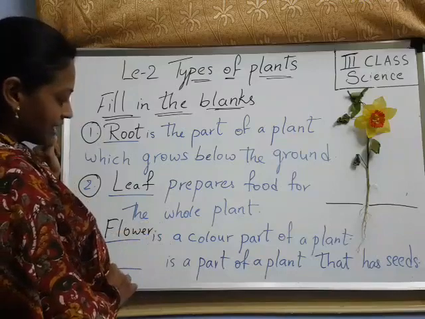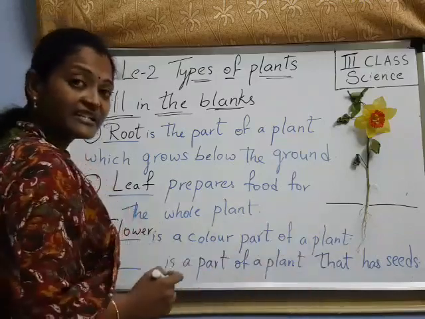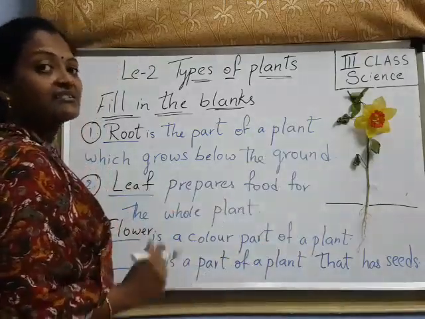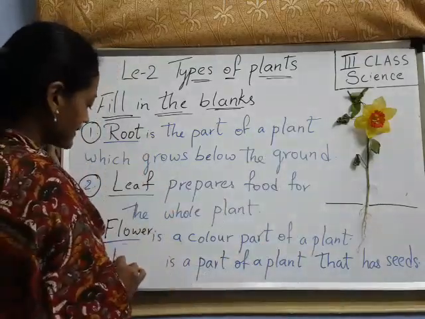Next one, dash is a part of a plant that has seeds. Which is having seed? Which part of the plant I said having seeds? Yes, fruit, right? Yes, write down here, fruit.